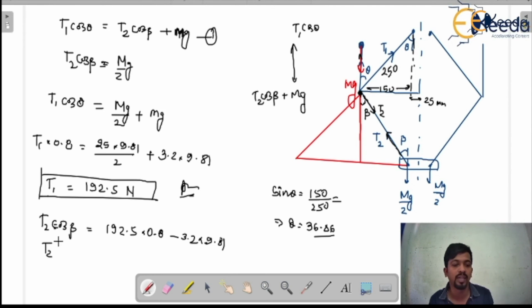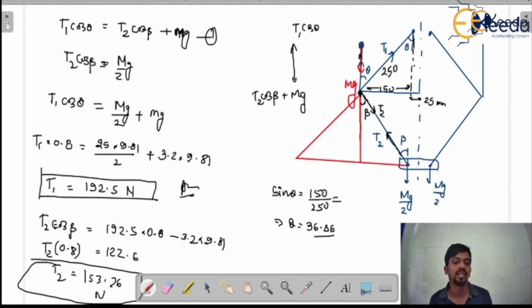We all know that theta is equal to beta, that means cos beta is also 0.8. That is 122.6. T2 will be 153.26 Newton. That would be the tension in the lower arms.